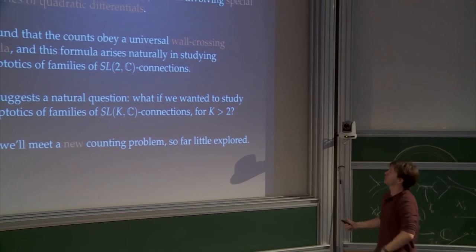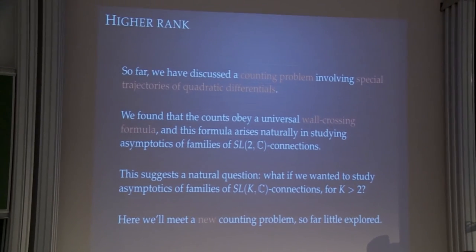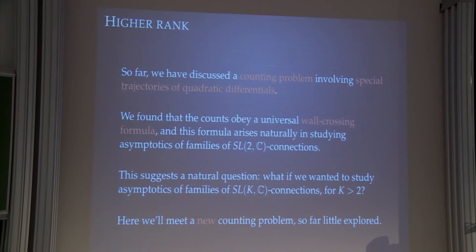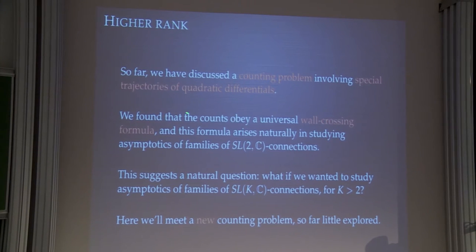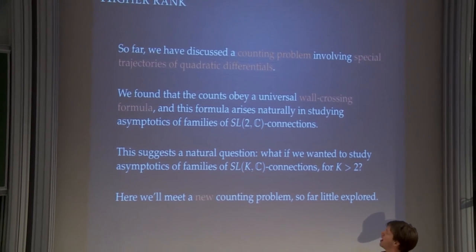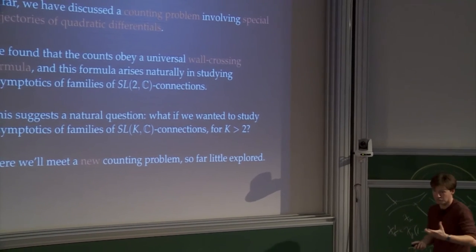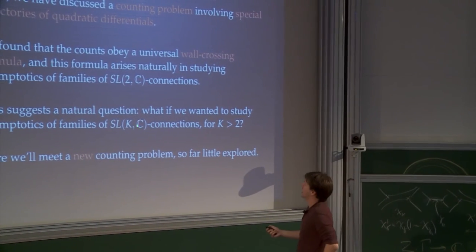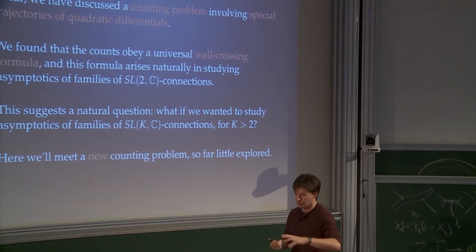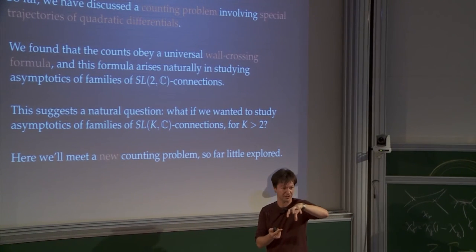So what have I said? We were considering some counting problem that had to do with these special trajectories of quadratic differentials. And what we found is that, first of all, they obey this Kontsevich-Soibelman, this kind of universal wall-crossing formula. And moreover, if you want to explain that formula, or if you want to see it arise in some natural way, one way that it arises naturally is when you try to study the asymptotics of these families of SL2C connections that come from Hitchin equations.